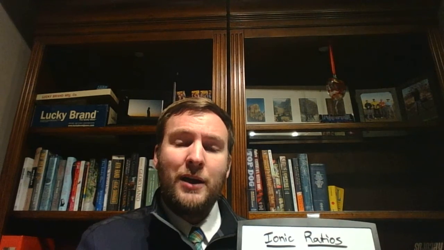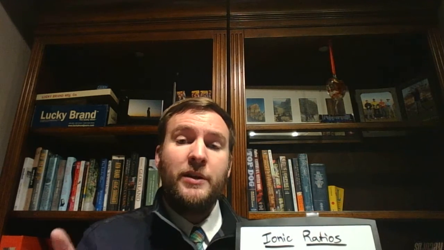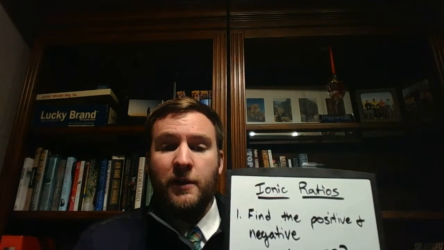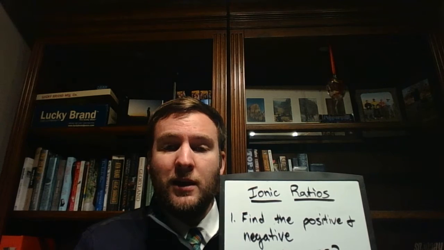Now keep in mind an ionic compound you can explain in two ways. You can explain that it's between a metal and a non-metal, but more accurately it's between a positive ion, in other words a cation, plus an anion, which is a negative ion. So it's a positive and negative charged ions being formed together. So the very first thing is we need to find the positive and the negative one.